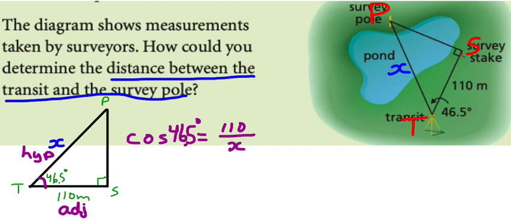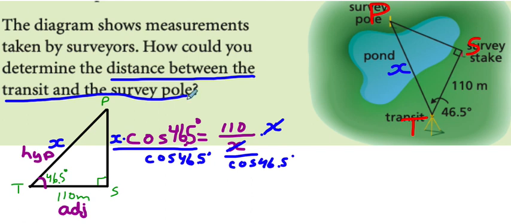Again, there's a couple ways you can go about doing this. You can cross multiply, or you can take the steps to multiply both sides by X and then divide both sides by cosine 46.5. So when you multiply both sides by X, the X's cancel out on the right hand side, and you now have it in your numerator on the left side. Because we want to find out what X equals, we now have to divide both sides by cosine of 46.5, and they'll cancel out, and you'll just be left with X equals 110 divided by the cosine of 46.5.